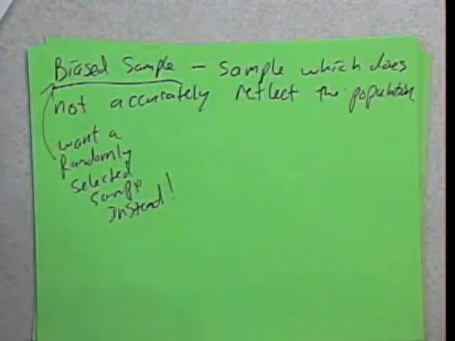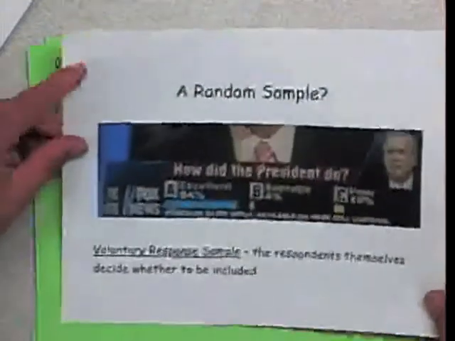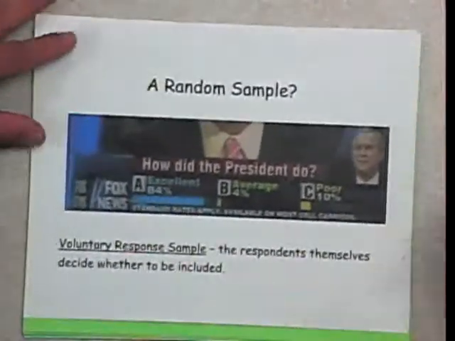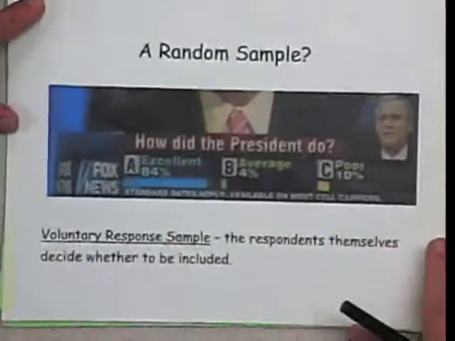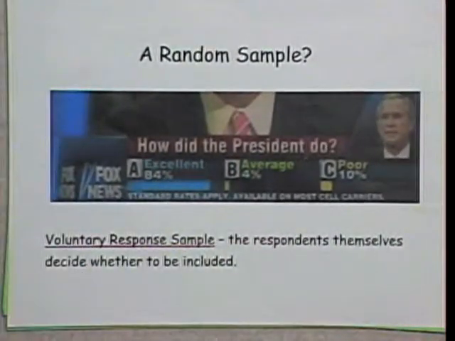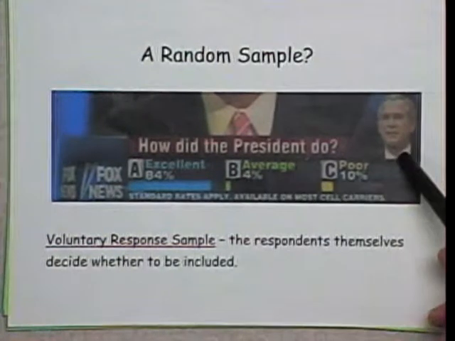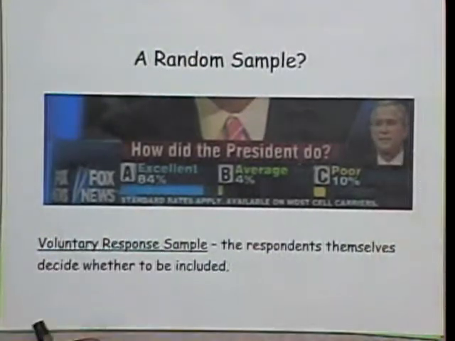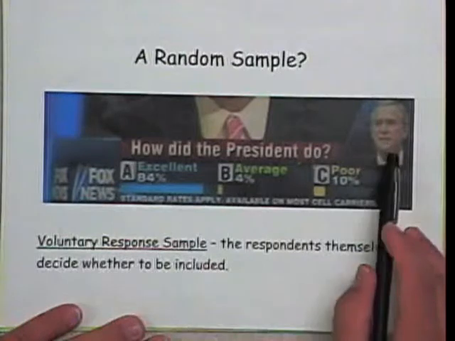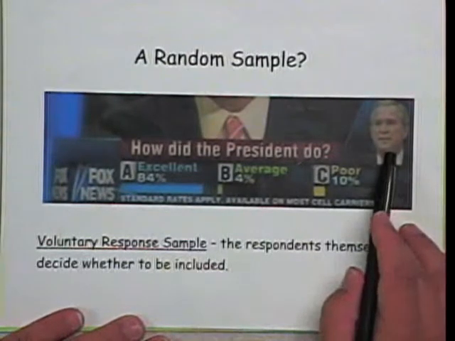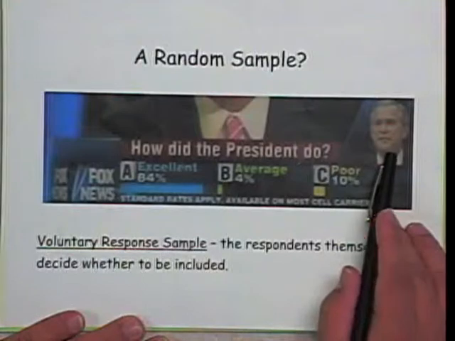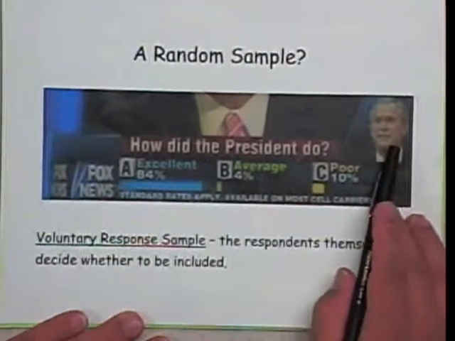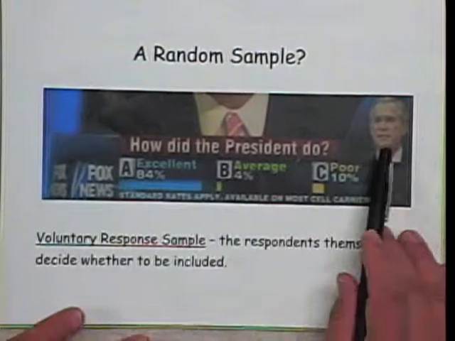Here is one way that a biased sample can occur. This is a very common way of getting a biased sample. This example here has nothing to do with my own political views necessarily. It's just a good example. This is a Fox News call-in poll, and it's with George Bush. Right now we are in Obama's second term, so this is about 4 years out of date. Maybe this video gets used 10 years from now. Then you'll know exactly how old this video is, won't you?